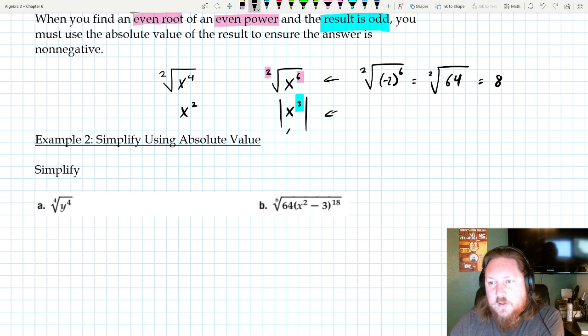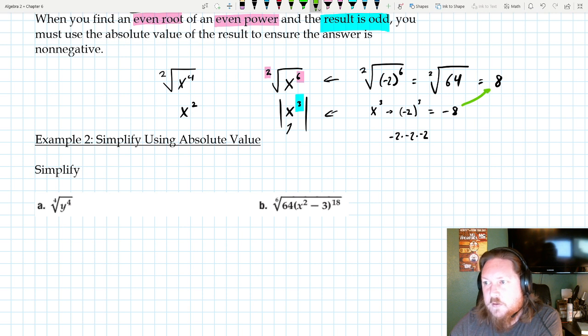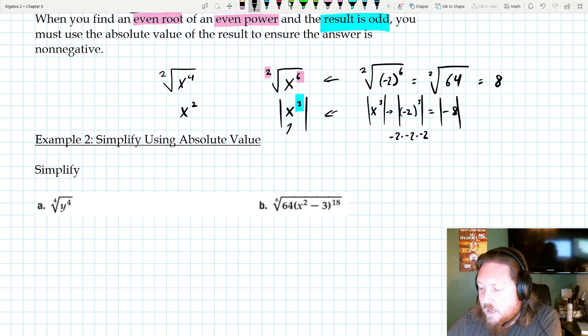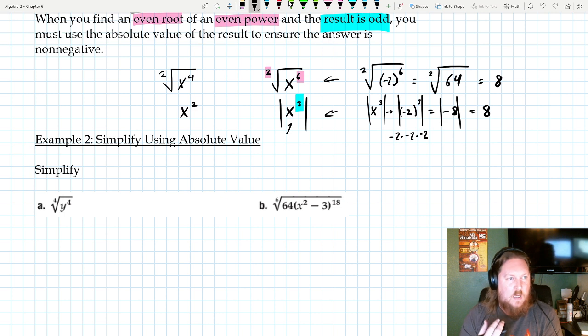Now, I saw the equivalent expression, and if I just kept it as x cubed, that would mean I would have -2 cubed. The problem here is -2 times -2 times -2 equals -8, which is not the same number. These two numbers don't match. So how can they be equivalent expressions? Well, the only way we can do that is by making it absolute value. And the absolute value of -8 is +8. Now they match, and now we have equivalent expressions.